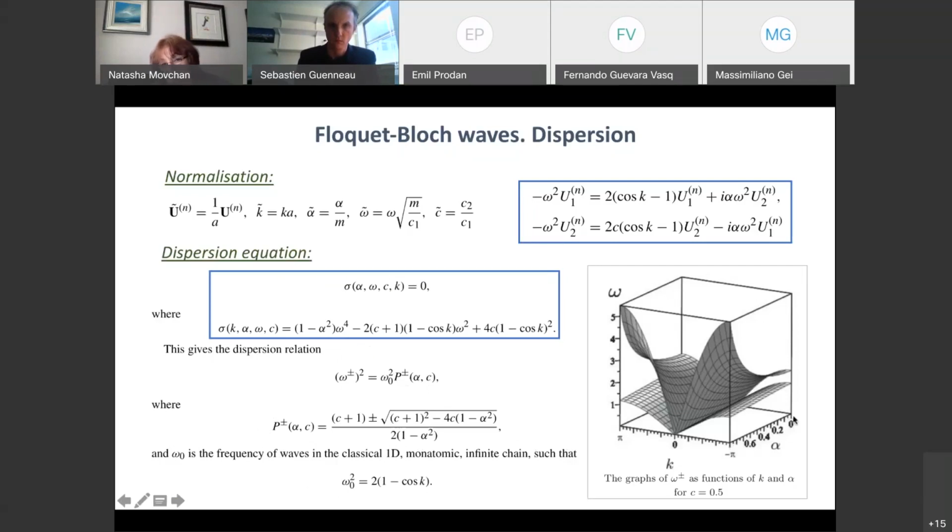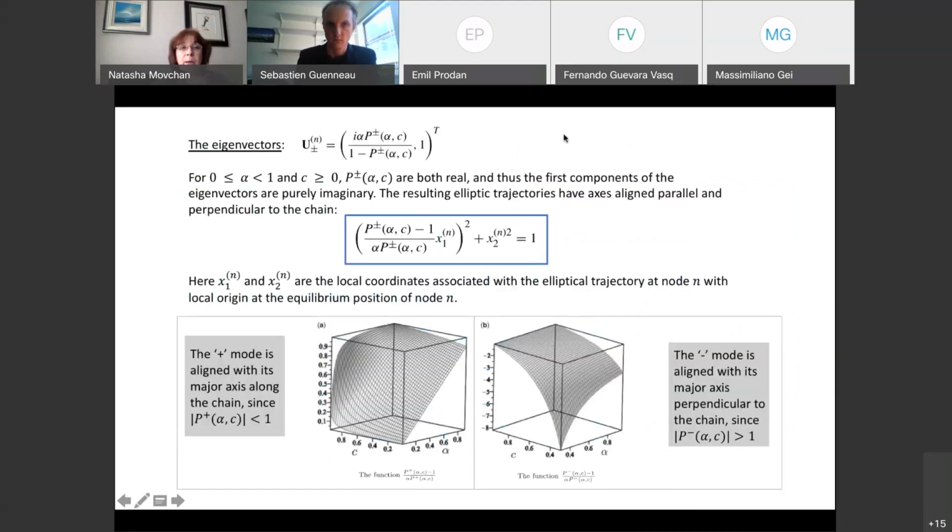And over here, I have a graph which shows omega plus and minus as functions of k for a chosen value of C. So if we look at the eigenvectors, because we have some effect of chirality, we expect them to be pretty complex. And in fact, we can write them in this particular form where the first component is purely imaginary, because quantities p plus minus are both real for the choice of parameters alpha and C.